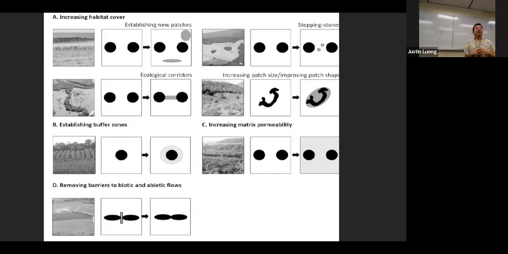A fence is another example, but that doesn't usually stop abiotic flows. And so removing barriers can be important sometimes. Large walls and structures, like a land dam, basically.